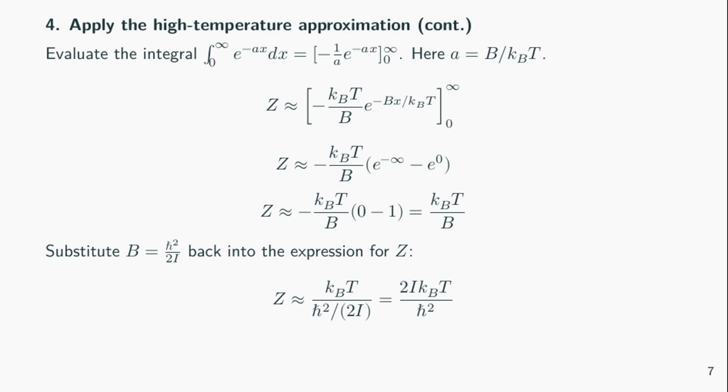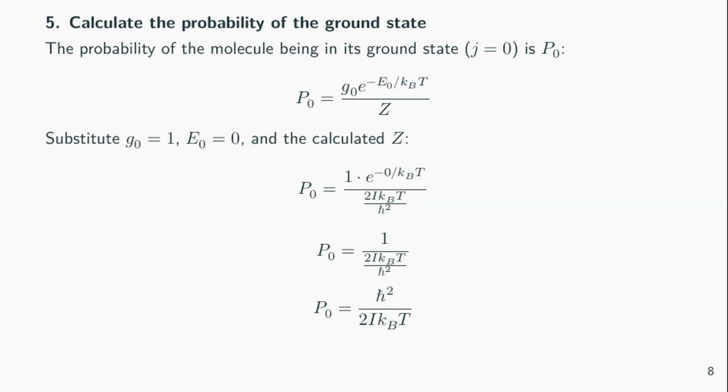Now we substitute back our definition of b, which was h bar squared over 2I. So Z is approximately equal to kBT divided by h bar squared over 2I, which simplifies to 2I kBT over h bar squared. Now that we have the rotational partition function Z in the high temperature limit, we can calculate the probability of the molecule being in its ground state, which is J equals 0. We'll call this P0. Using the Boltzmann distribution formula for J equals 0, P0 equals G0 times e to the power of minus E0 over kBT, all divided by Z.